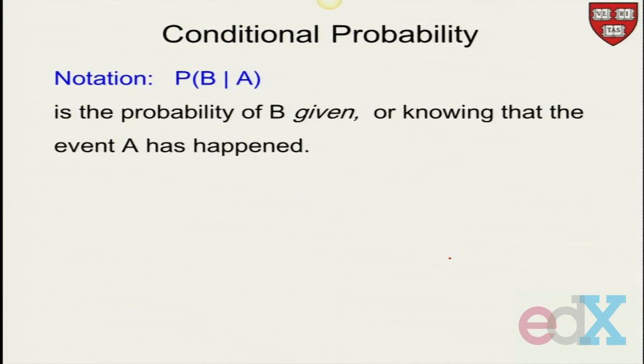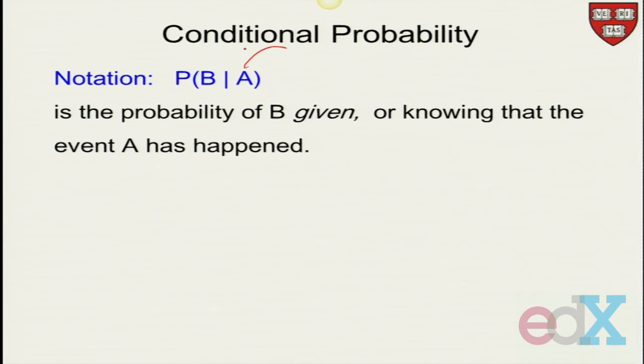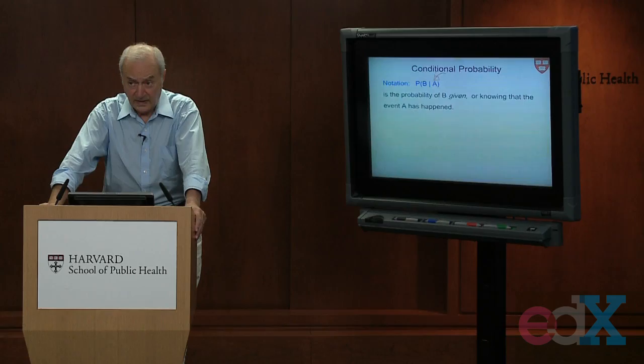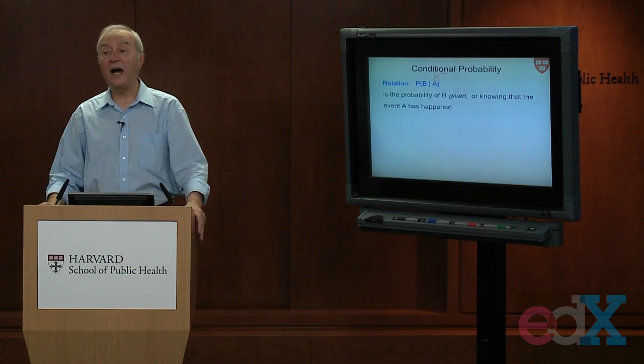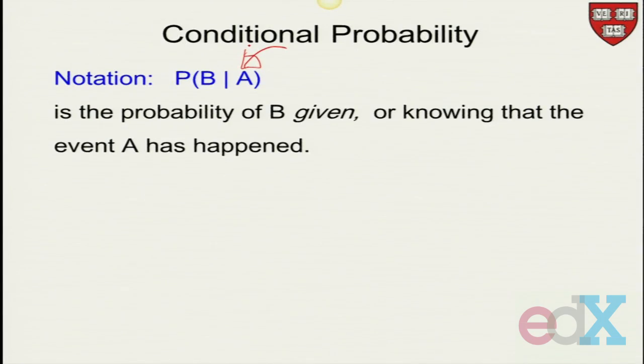So here's the notation. Suppose, like before, we're interested in the probability of the event B. But suppose now I also want to bring into consideration the fact that the event A has happened. So what is the probability of B given that the event A has happened? That is what conditional probability is about. So how do we start off with the probability of B, and how do we modify this knowing that A has happened?